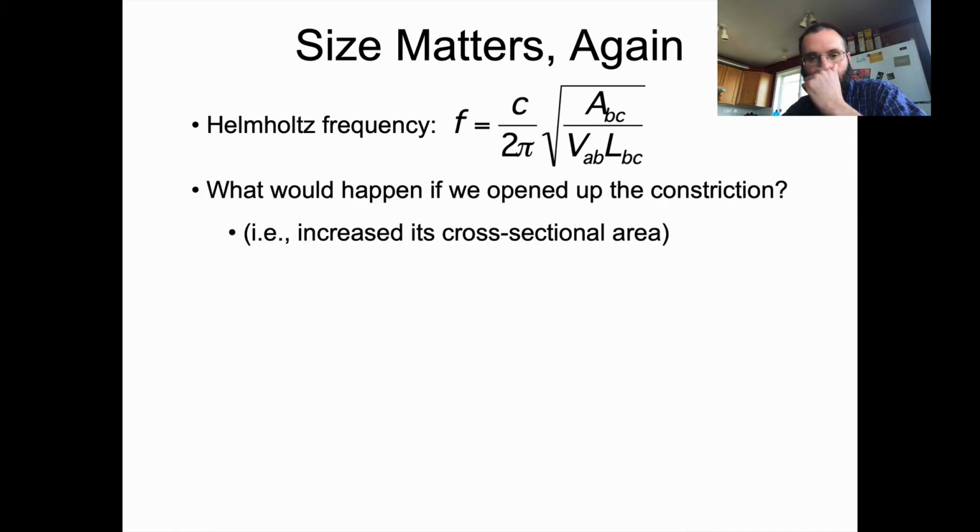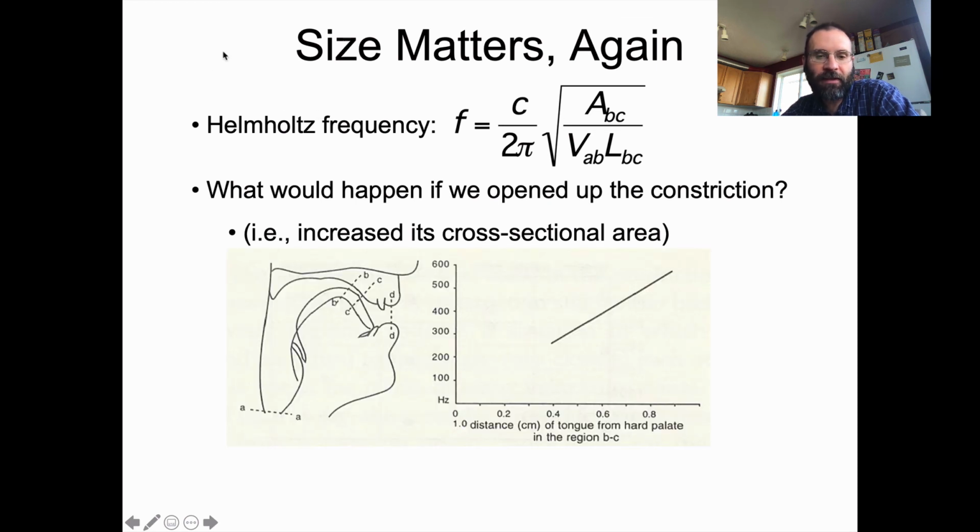Let's look at another aspect of this equation. So what would happen if we opened up the constriction, i.e. increased its cross-sectional area, which is this variable in the equation? As you might expect, it's like opening up that constriction, you're going from a high vowel in the traditional vowel space to a lower vowel, right? Like E to A. You're opening up your mouth. You're increasing the cross-sectional area of the whole thing. Because this number is getting bigger, you'd expect the entire equation to yield a larger number. So frequency should get higher as well.